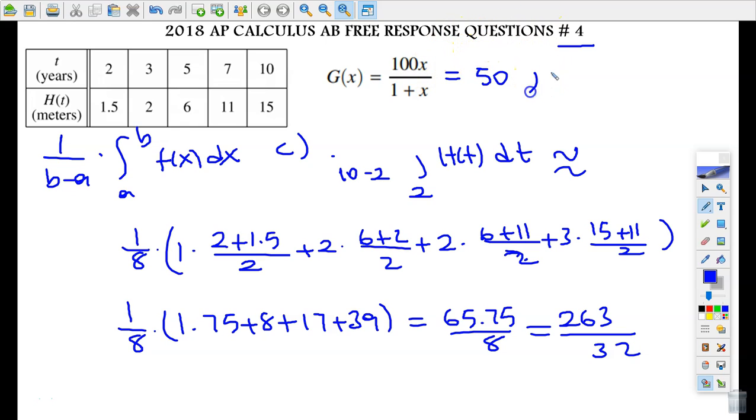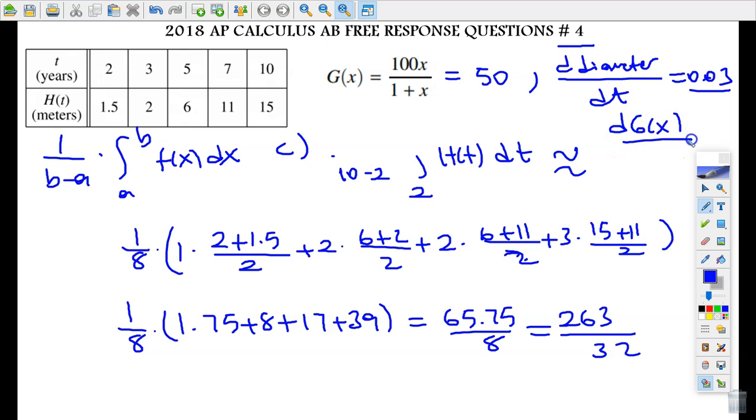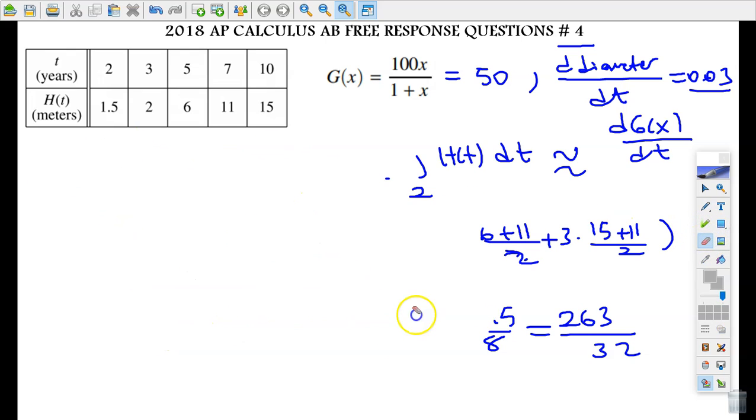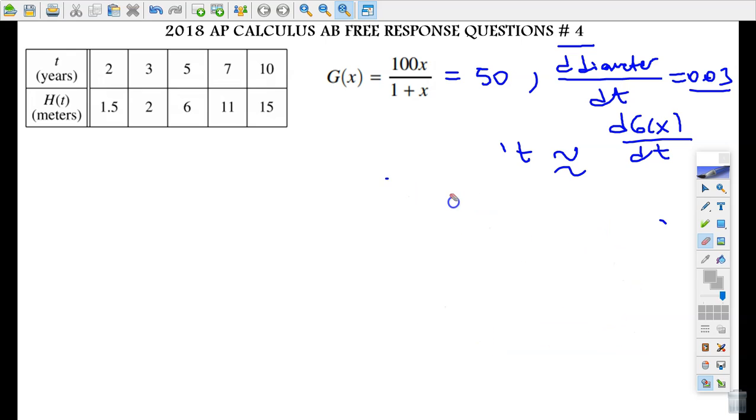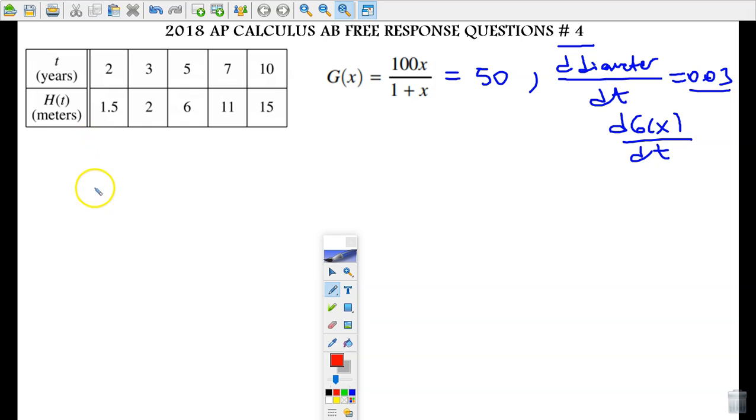0.03. So basically, we're actually given the diameter over dt. We're given that, which is equal to 0.03. Okay. So now we're being asked to figure out the rate of change of the height of the tree with respect to time. So we need to figure out dg of x over dt. But first, we need to figure out the value of x, because we need that when we take the implicit differentiation.